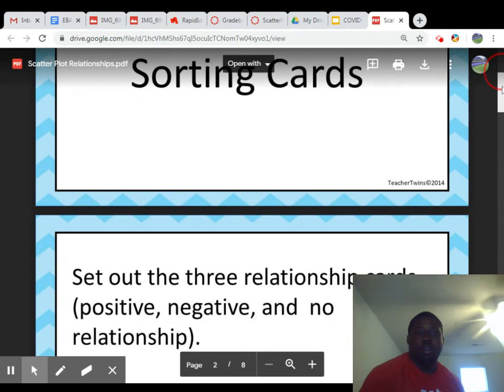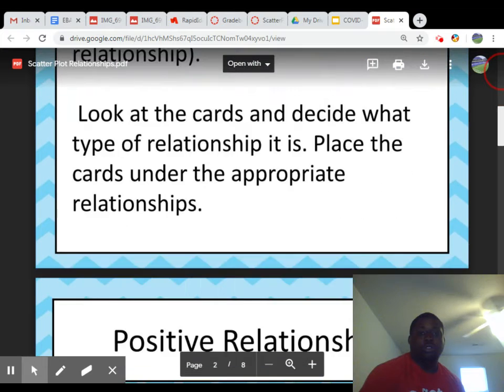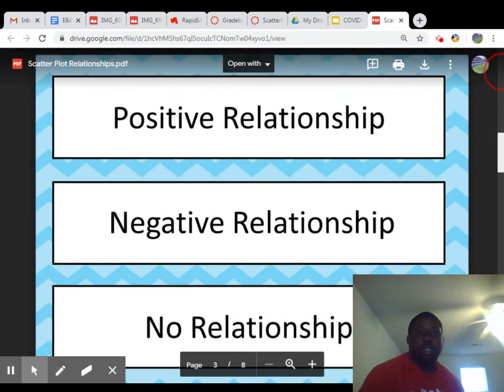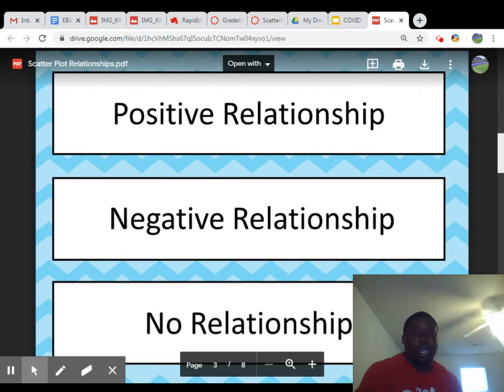But in this case, they're giving you a scenario, and you have to be able to interpret it to tell me whether it's a positive relationship, a negative relationship, or no relationship. All right, so that's what we're talking about. Just like with scatter plots, we had a positive scatter plot, a negative scatter plot, and no correlation. This is the same thing.